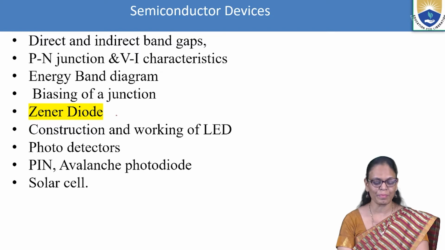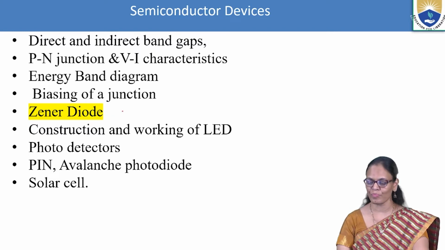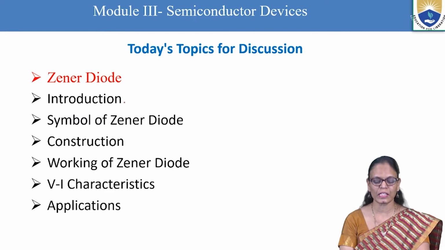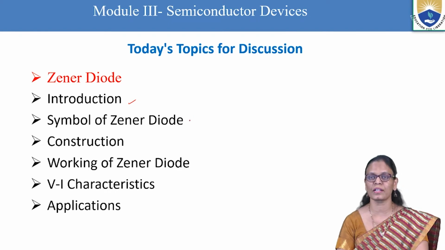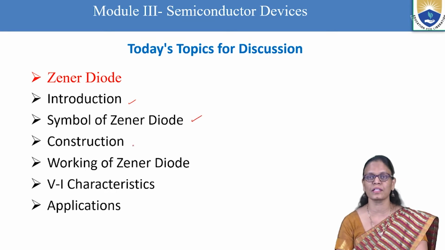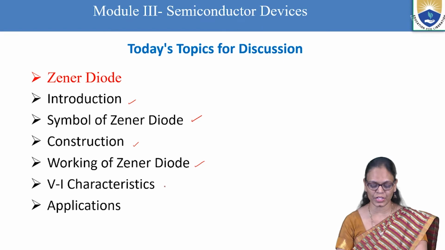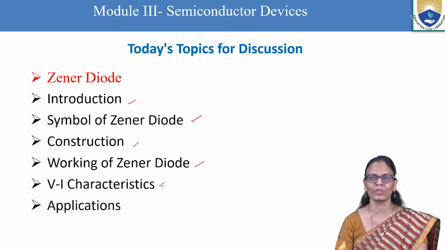So today we'll be discussing about Zener Diode, and let us look at the brief outline of this topic. First we'll see the introduction for Zener Diode and what is the symbol we are going to use for a Zener Diode whenever we put it in a circuit. And then the construction of a Zener Diode, how a Zener Diode is made and the working of a Zener Diode. And then we will discuss the voltage current characteristics of the Zener Diode in forward as well as reverse. And also we will see the applications of Zener Diode.